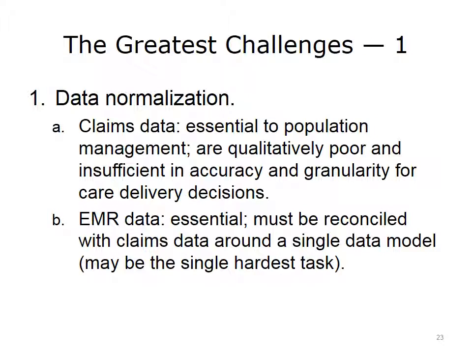So what are the greatest challenges in having an IT-supported population health strategy? The first is data normalization. Claims data is very essential to population management, but claims data are often qualitatively poor and insufficient in accuracy and granularity for care delivery decisions. So a bill may come in, a claim may come into the organization that says a patient has diabetes. But on further review, the patient actually does not have diabetes. The patient has had other medical problems, and diabetes was coded incorrectly, for example.